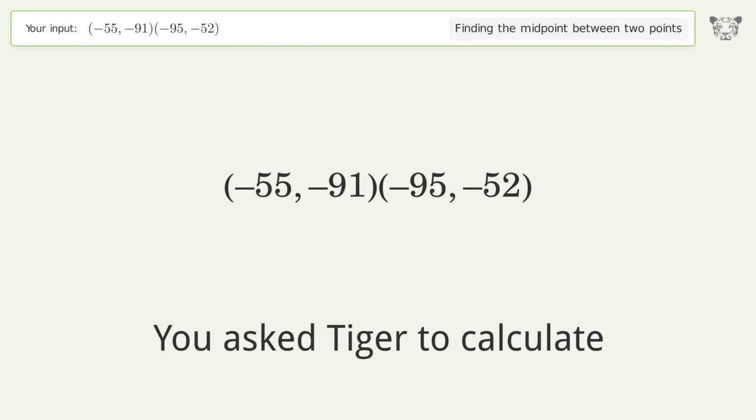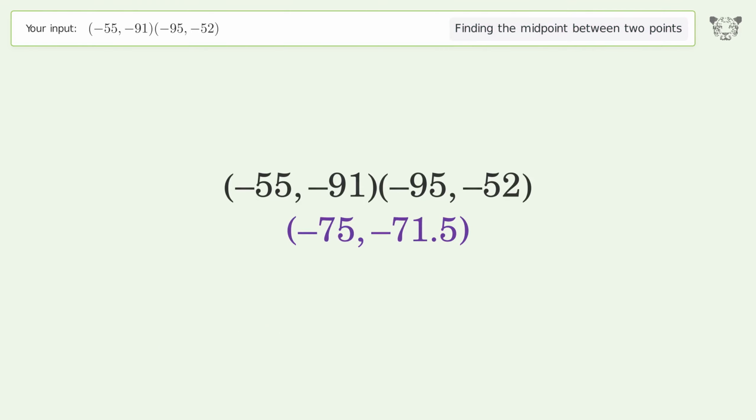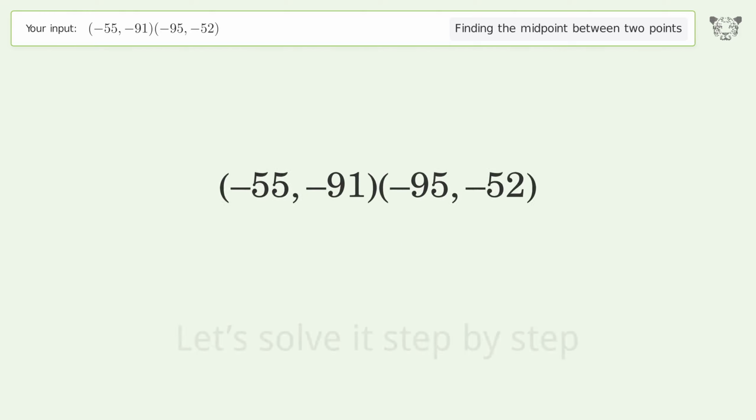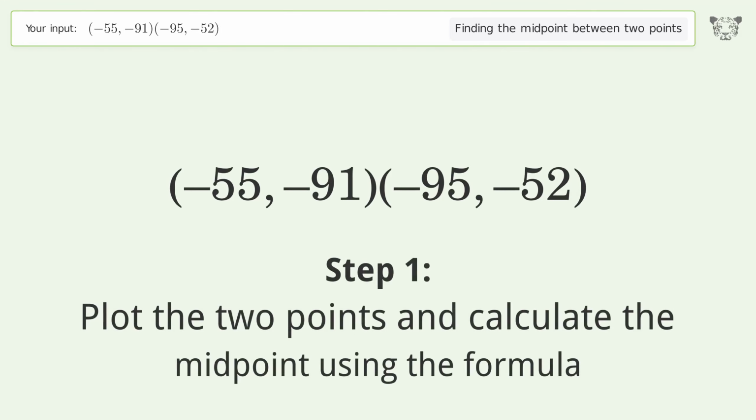You ask Tiger to calculate. This deals with finding the midpoint between 2 points. The midpoint between the 2 points is -75, -71.5. Let's solve it step by step. Plot the 2 points and calculate the midpoint using the formula.